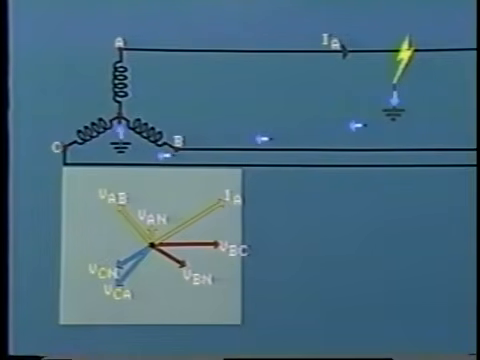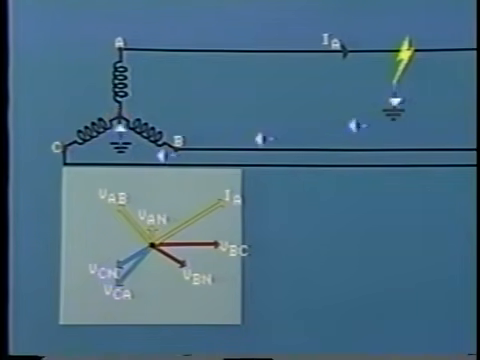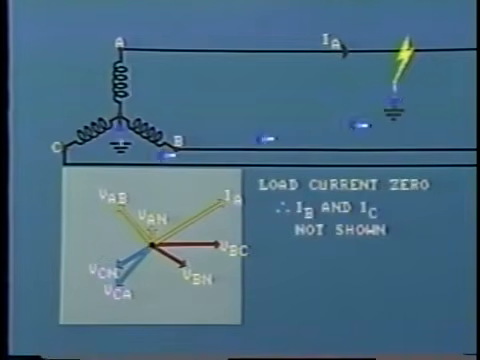The flow of fault current through the ground path will actually cause a volt drop and a consequent rise in potential of the neutral at the source. This potential shift may be quite small, depending upon the actual grounding arrangements. As before, we are considering in this example that the load current is 0. Therefore, currents IB and IC would be 0, and they are not shown.